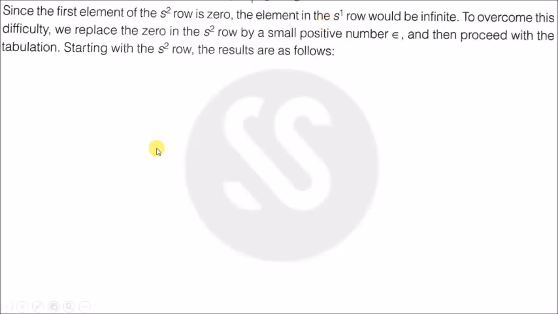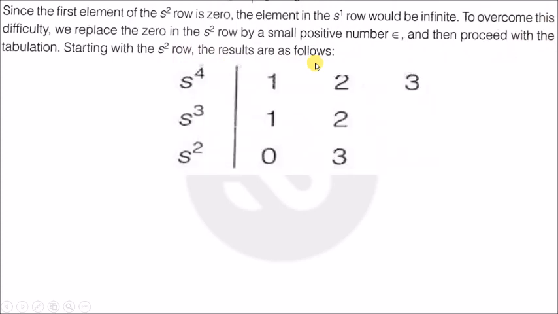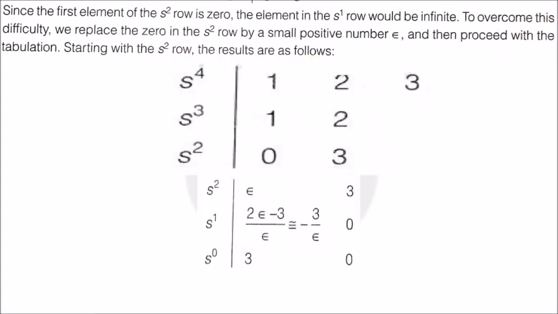Once you do that, since the first element of the s square row is 0, the element in the s to the power 1 row would be infinite, which I have also taught you. So to overcome this difficulty, we replace the 0 in the s square row by a small positive number epsilon, and then proceed with the tabulation. Starting with the s square row, the results are given below. So this is the previous one. Once you make this s square coefficient epsilon, that means replace this 0 with epsilon, and this is as it is.